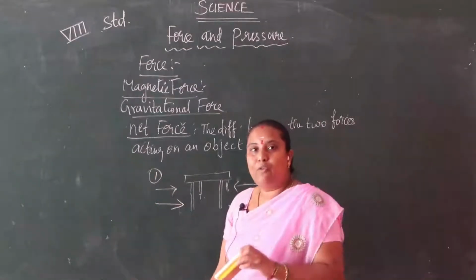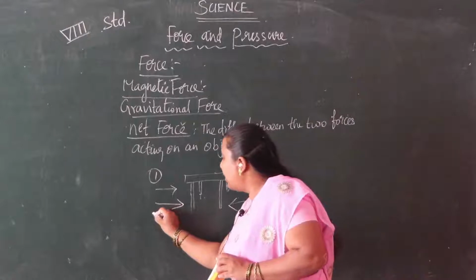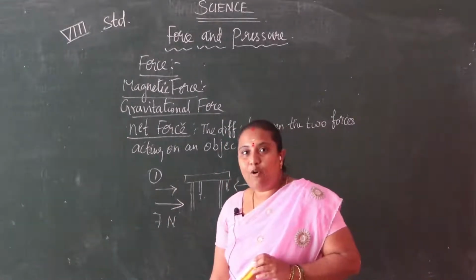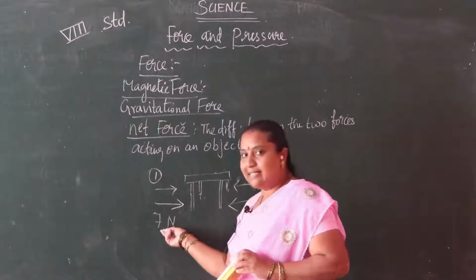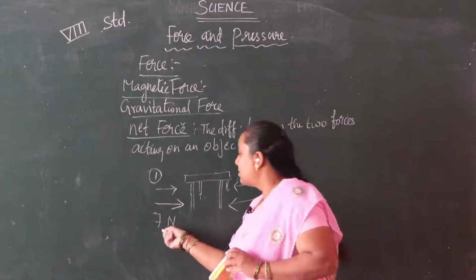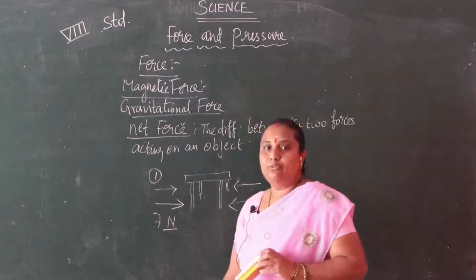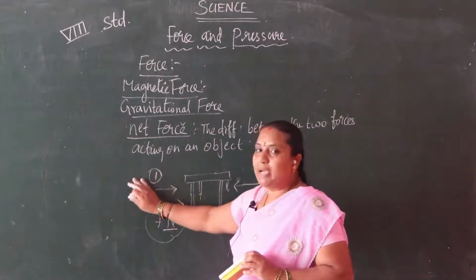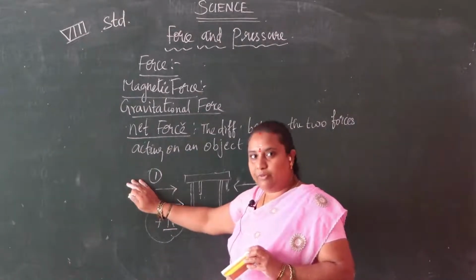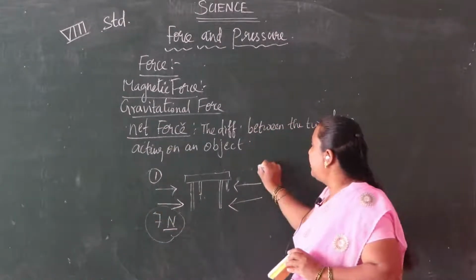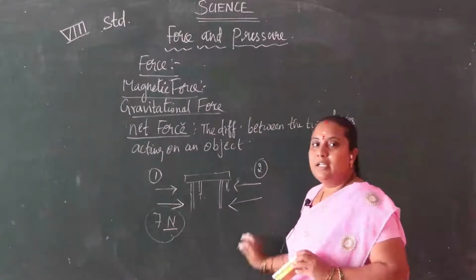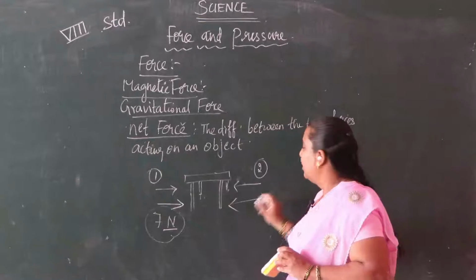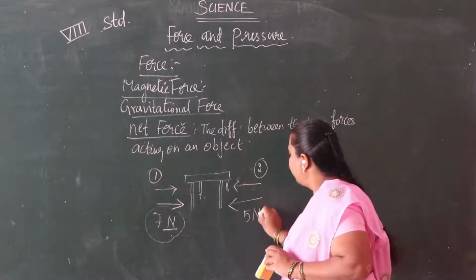Okay, so here child 1 is giving a force of 7 newtons. So what is the SI unit of force? You know this from your last class also. The SI unit of force is the newton. So 7 newtons of force is given by child 1. Here, the force given by child 2 is 5 newtons.